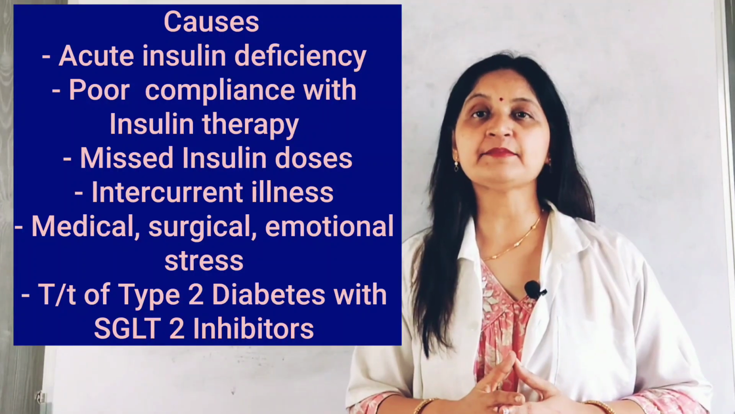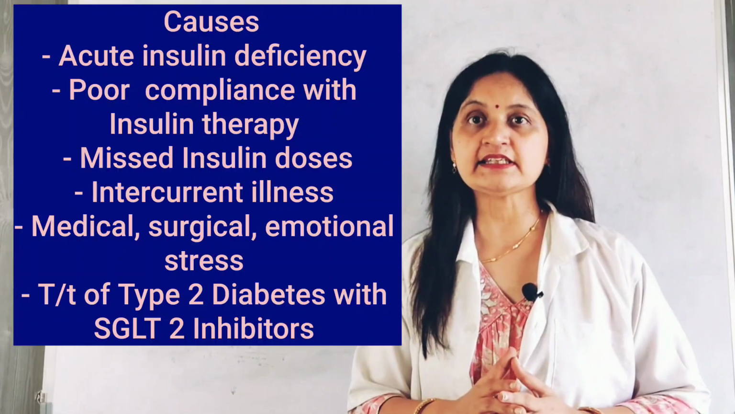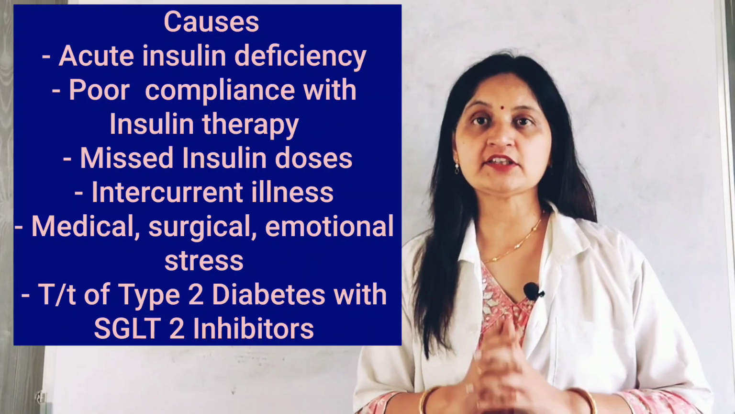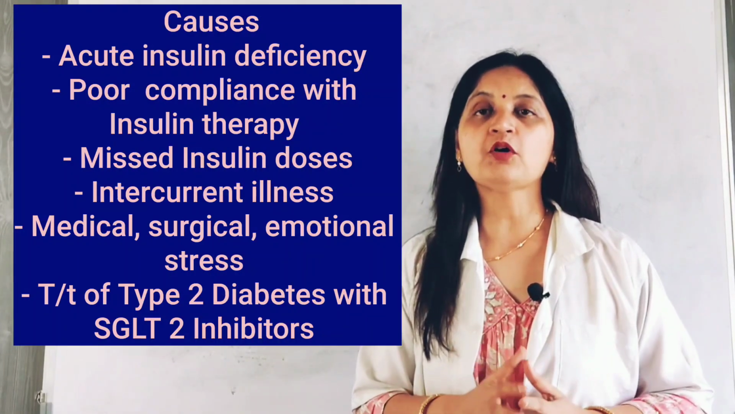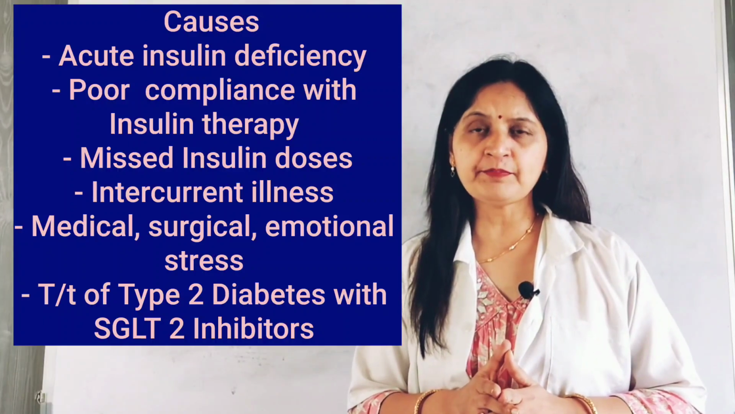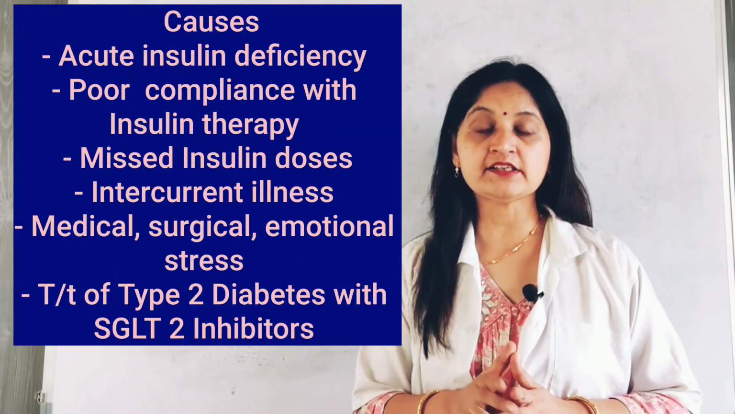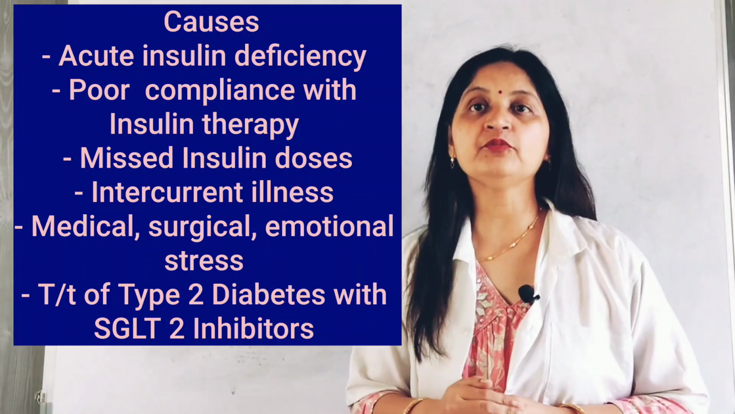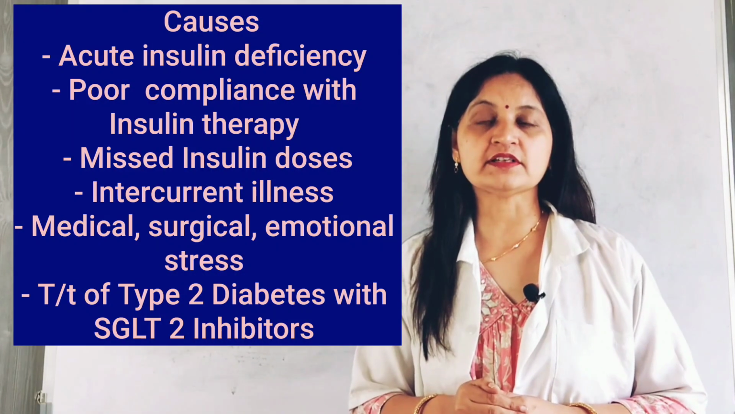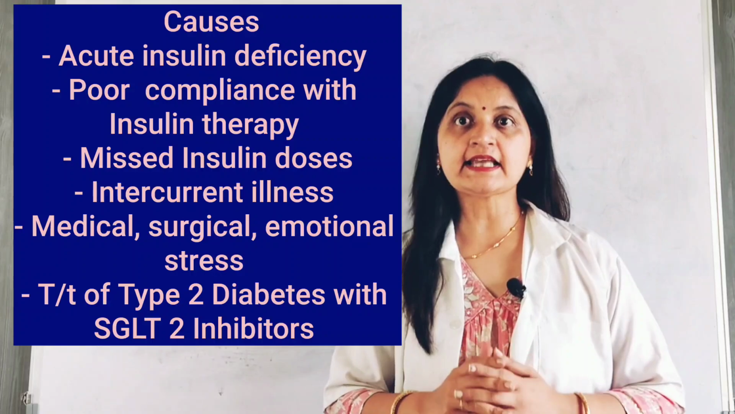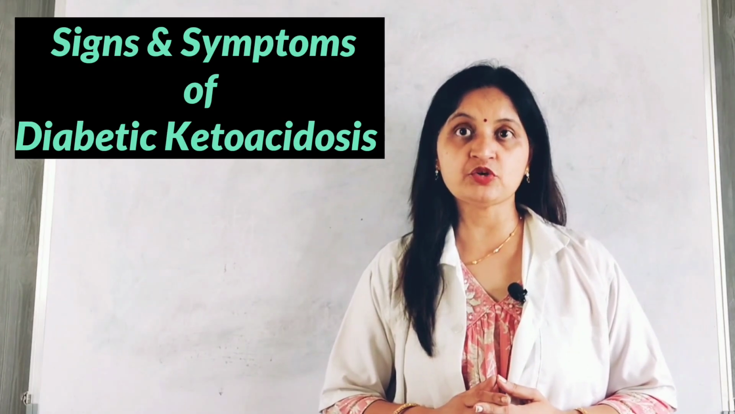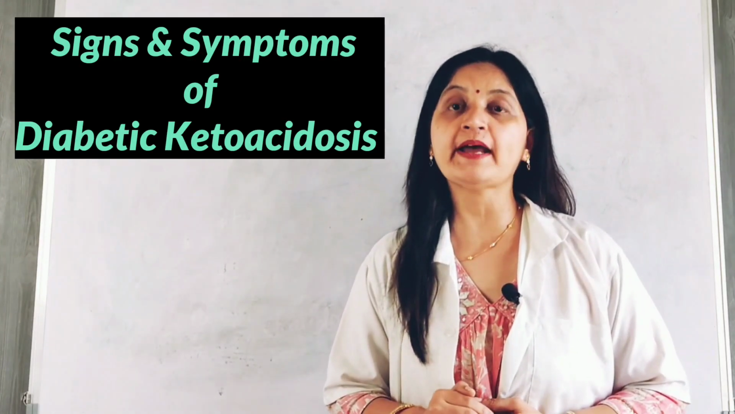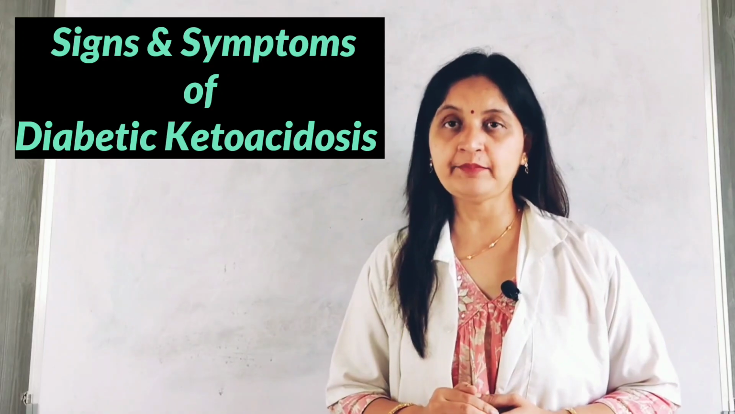In type 2 diabetes mellitus, intercurrent illnesses such as bacterial infections, UTI, pneumonia are the common causes, and also some of the patients with type 2 diabetes mellitus treated with SGLT2 inhibitors are reported with diabetic ketoacidosis. So let us now discuss the signs and symptoms of diabetic ketoacidosis, and this we can relate with the pathophysiology which has been described earlier.